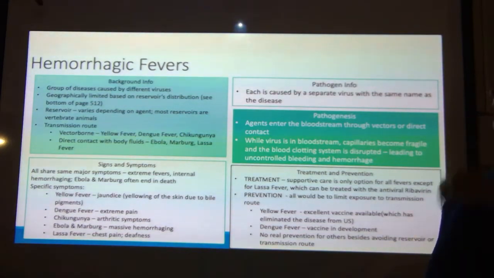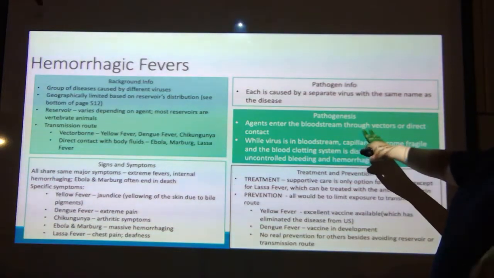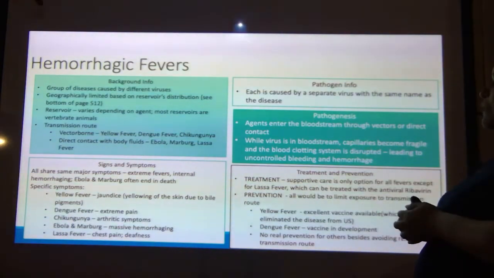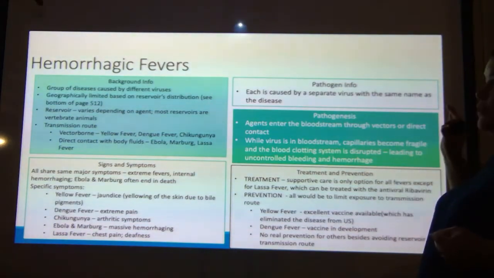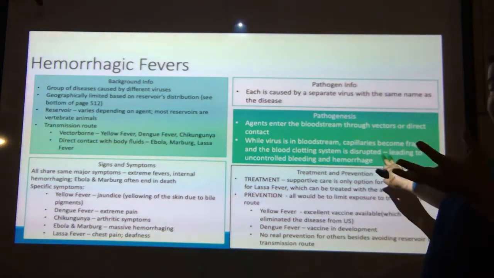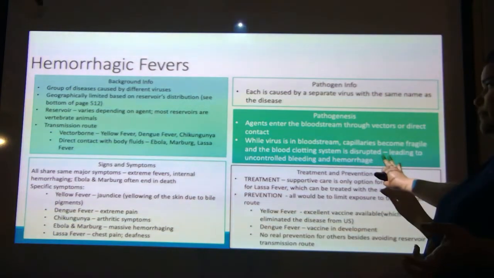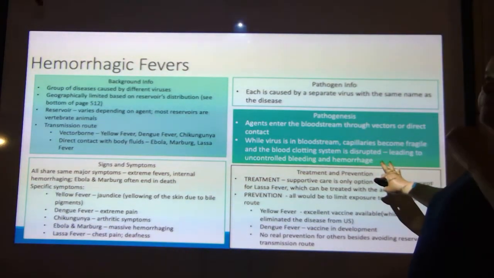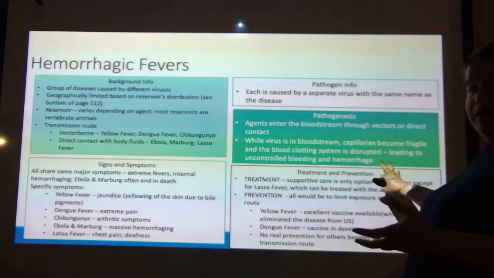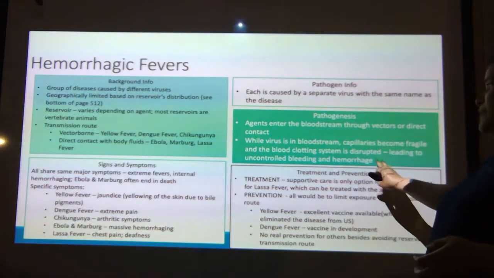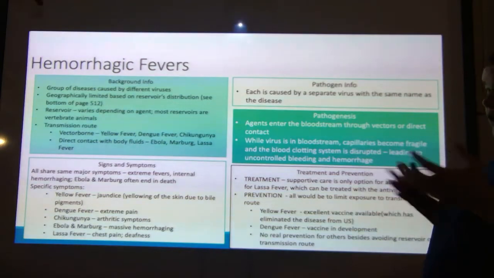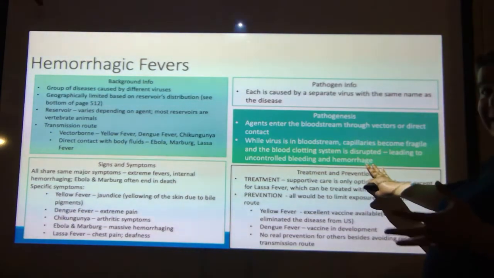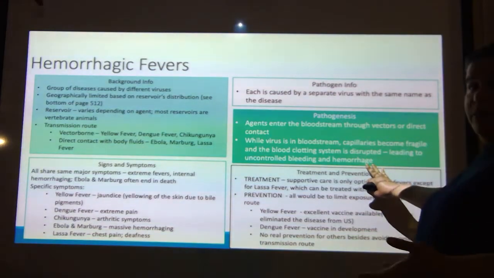Pathogenesis. The agents enter the bloodstream through vectors or direct contact, depending on which one you're talking about. While the virus is in the bloodstream, capillaries become very, very fragile. On top of that, the sequence of events to cause blood clotting is also disrupted. This combination leads to uncontrolled bleeding and eventual hemorrhage.